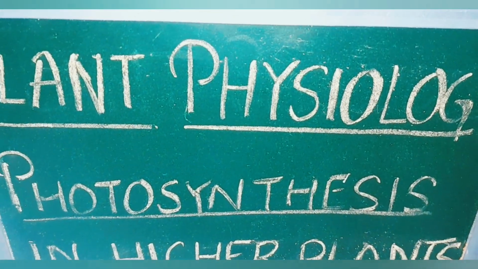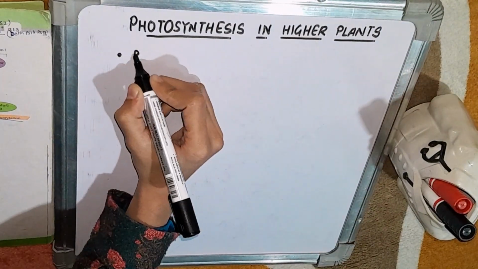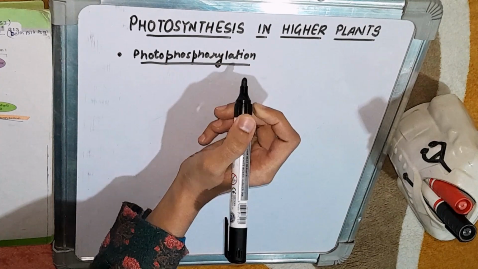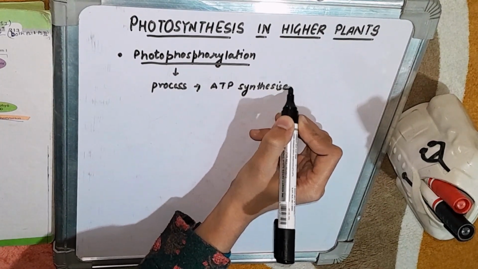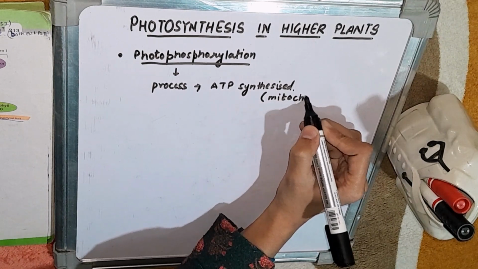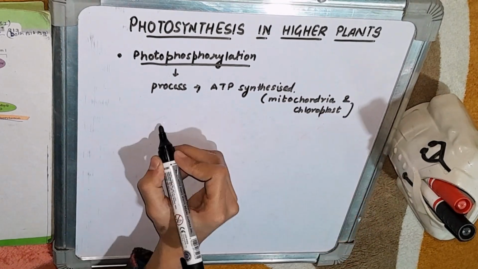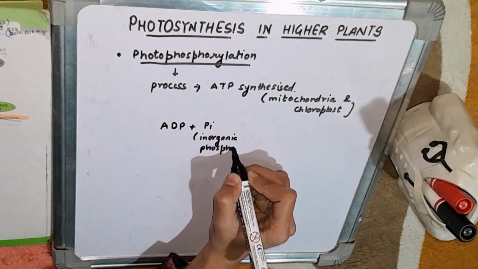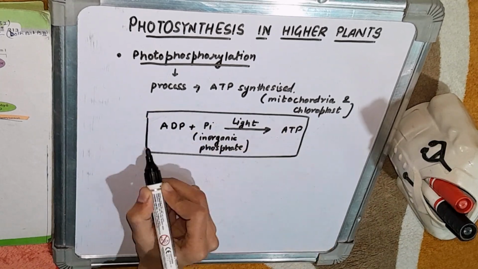So let's begin with this video. The first topic for today is photophosphorylation. Now, photophosphorylation is a process of ATP synthesis. It takes place in mitochondria and chloroplast. The ADP, along with the inorganic phosphate, leads to the formation of ATP in the presence of light.